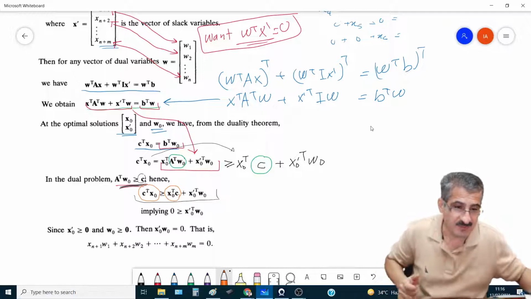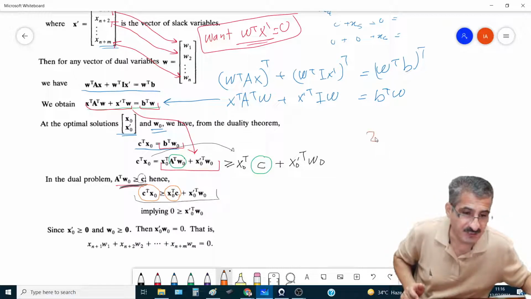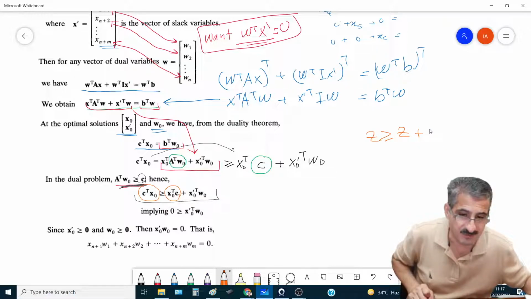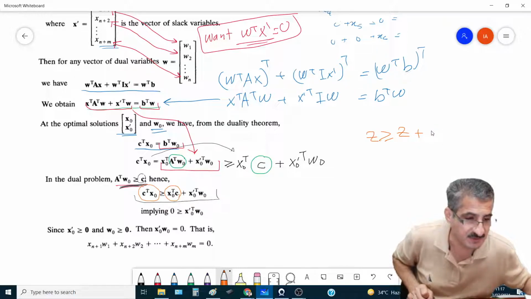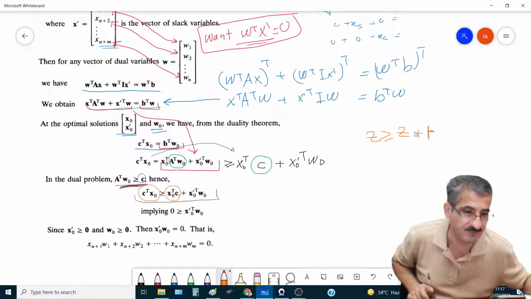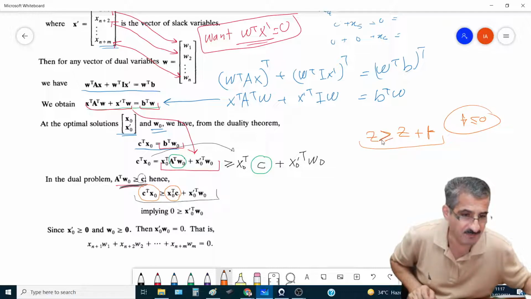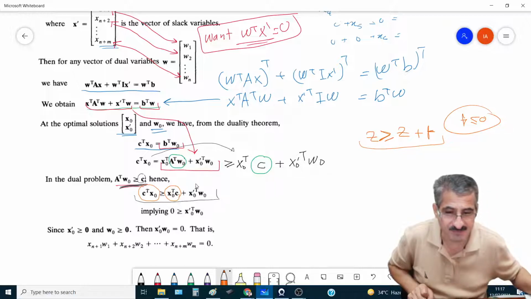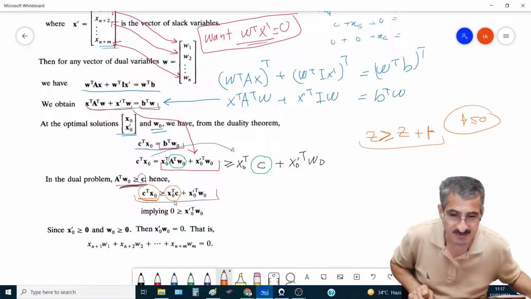Negative. When I say a number z is greater than or equal to z plus anything, for example c plus t, how does this happen? This is because t is negative. How could this happen? This here and here is the same number. So we must conclude that this has to be negative.